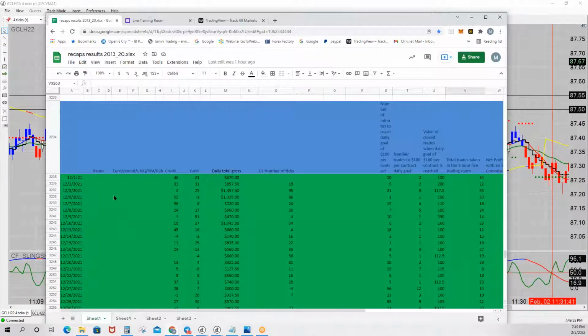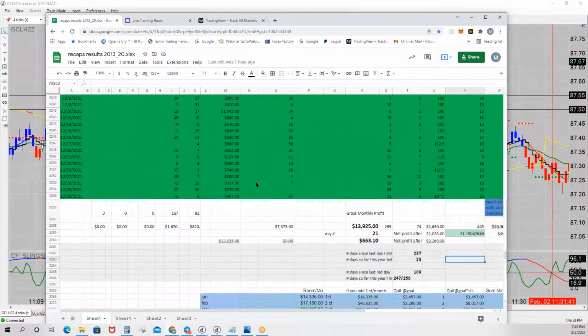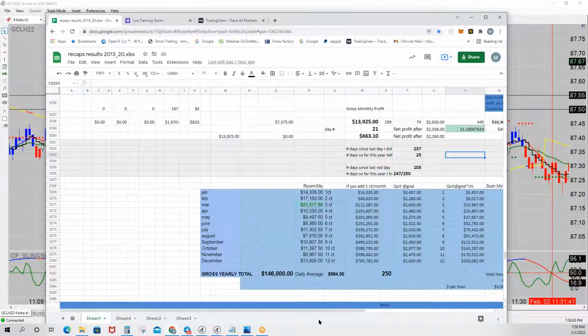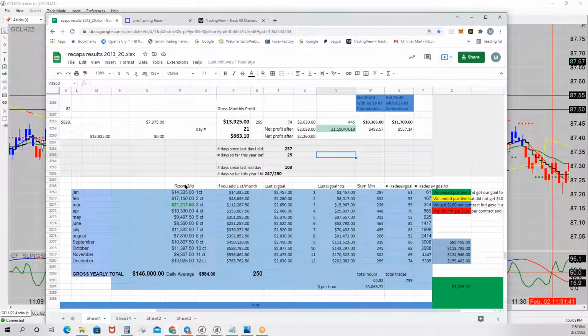What we have here, this is December, right? These are the results for December and last year. What this is right here is a summary of every month that happened last year. What we made with one contract in a month. Now, if you added one contract per month, what it would add up to, that's gross, not net. And right here, if you quit when you get your goal for the day, and that is what we teach people how to do, what we encourage people to do anyway, is to stop trading when they get their goal for the day. And then, after you earn enough profit, you can add another contract on.